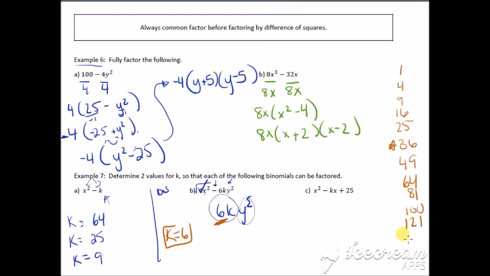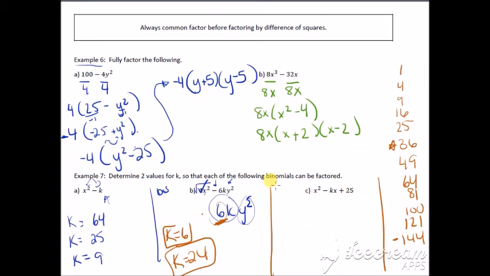Okay, 121 doesn't divide by 6. What about 144? That definitely divides by 6. So 144 would be 6 times 24. If we multiplied this 6 by 24, we would get 144, which would allow us to be able to root it. So 6 and 24 are two possible answers.